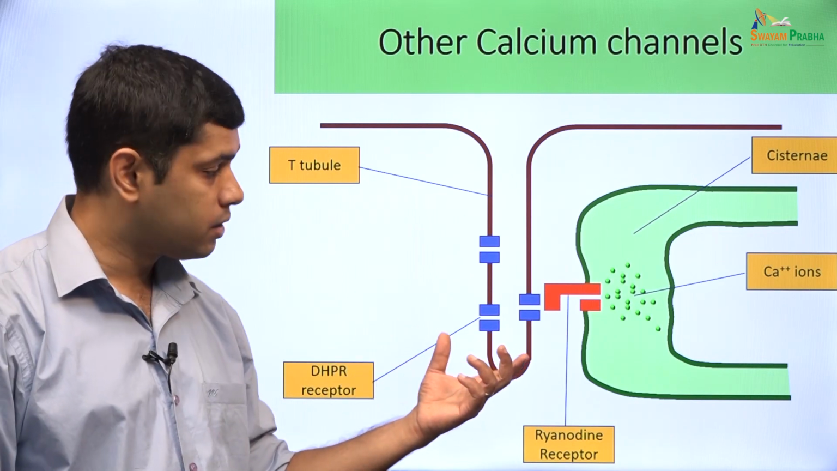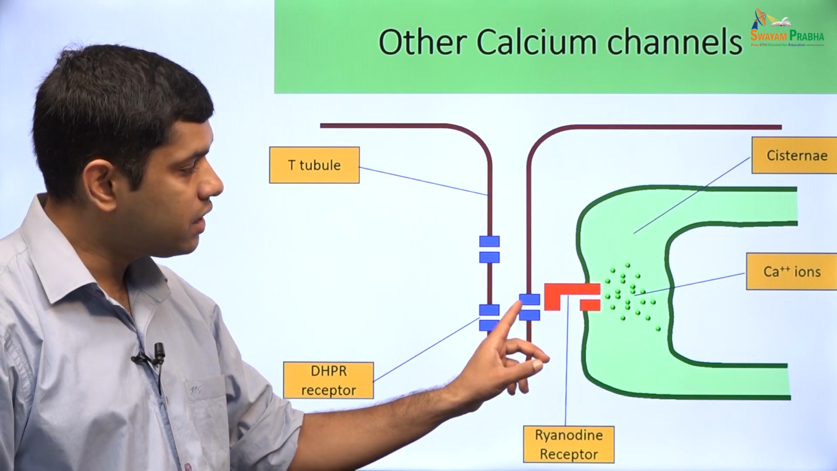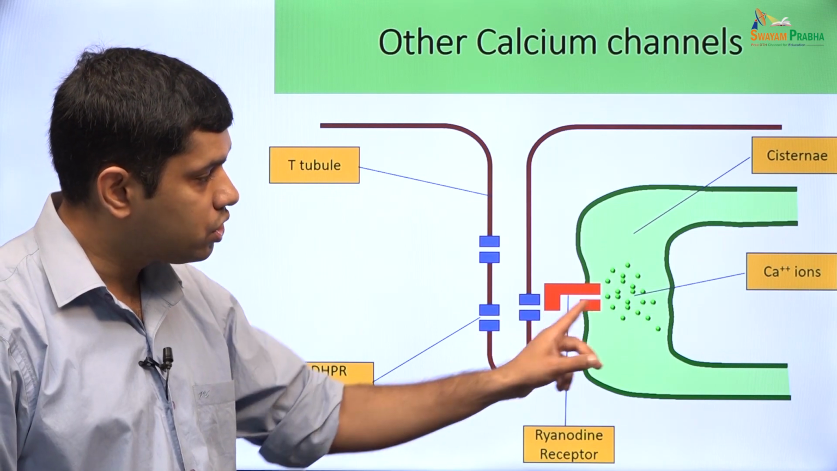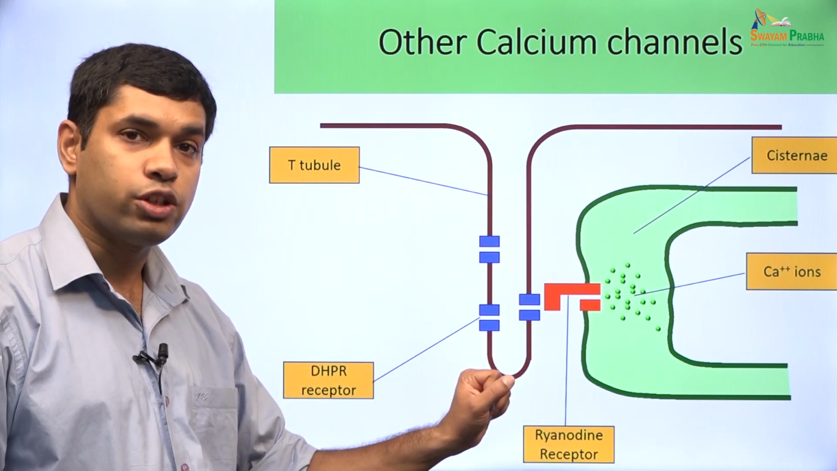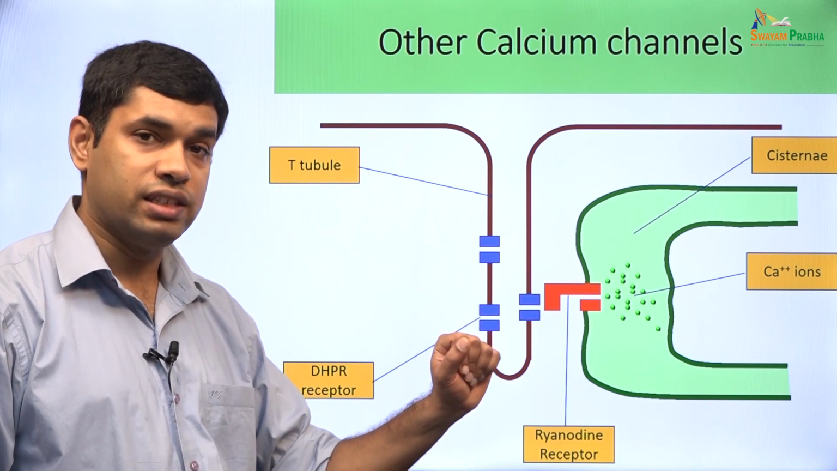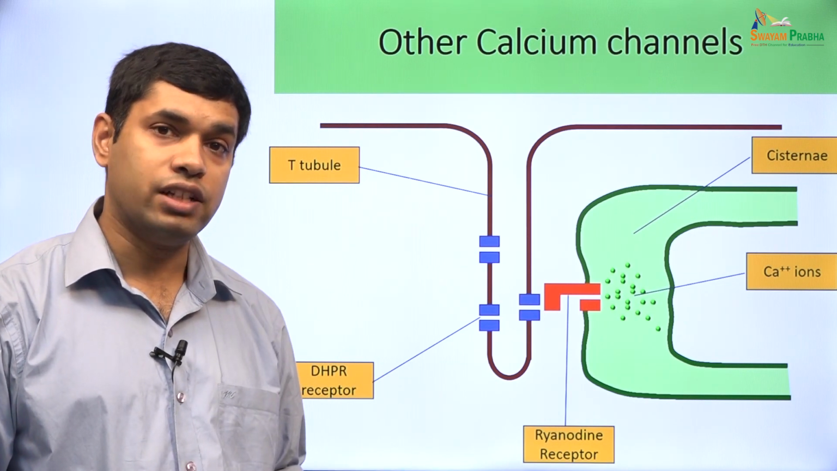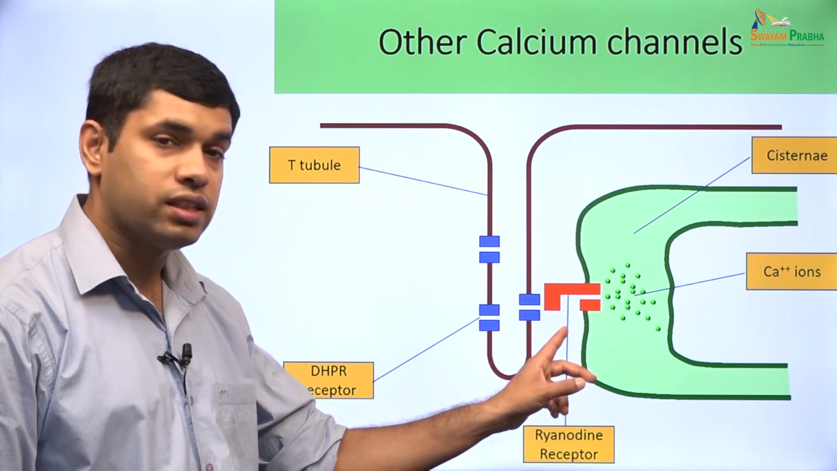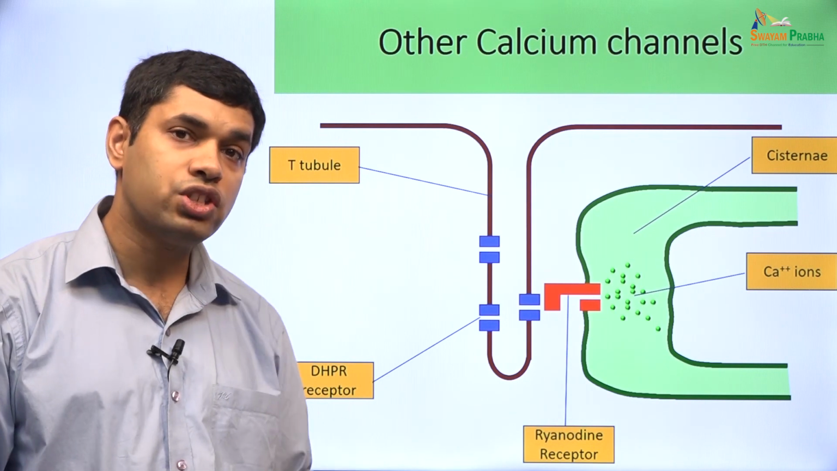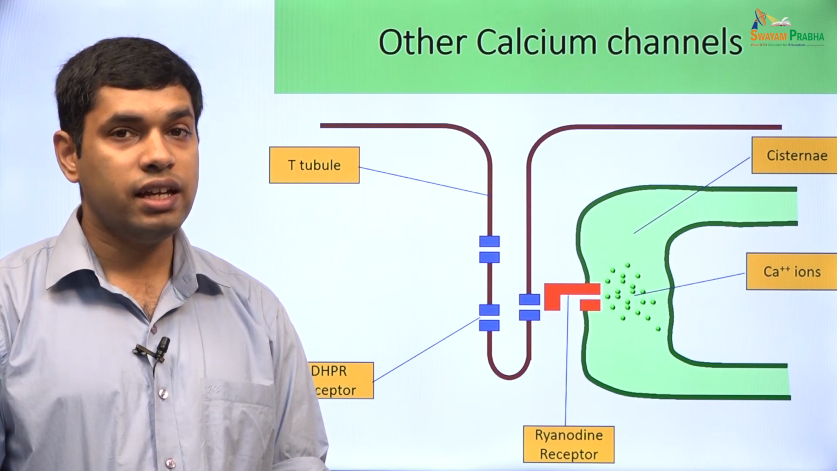In skeletal muscles, the voltage that changes at the T-tubules is sensed by the ryanodine receptor via the DHPR receptor, and this causes calcium to enter into the cytoplasm. So this is a voltage-induced calcium release. Whereas in the cardiac muscle, it is a calcium-induced calcium release, where calcium which enters the cytoplasm acts on the ryanodine receptor and causes this release of calcium. So you have a voltage-induced calcium release in skeletal muscle and a calcium-induced calcium release in cardiac muscle.